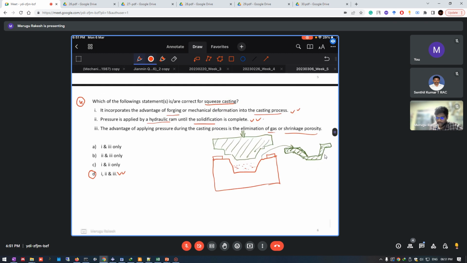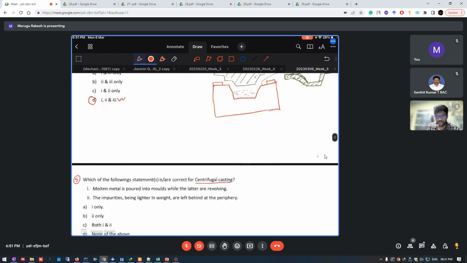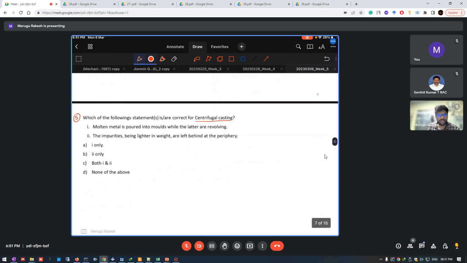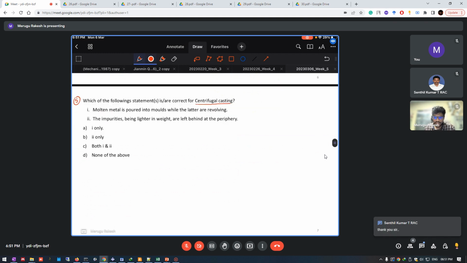So option D is the correct one for this fourth question. For this fifth question, regarding centrifugal casting, molten metal is poured into molds while the molds are revolving. Correct. The impurities being lighter in weight are left behind in the periphery. So this is the wrong statement. These light metals are collected at the center.